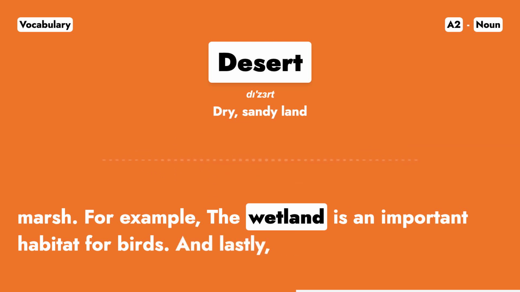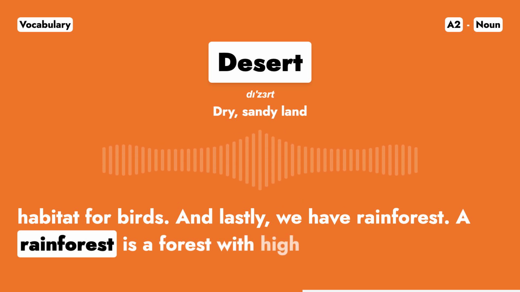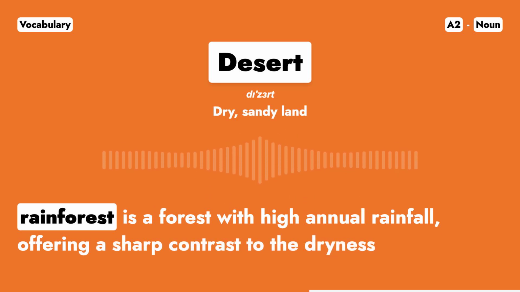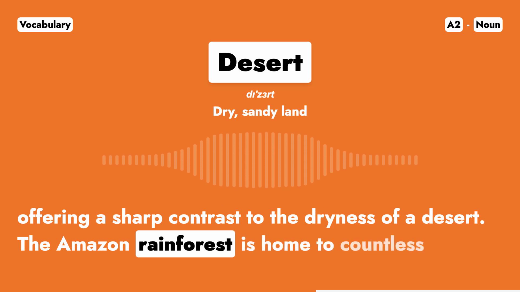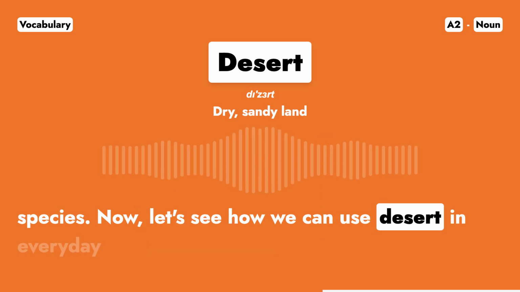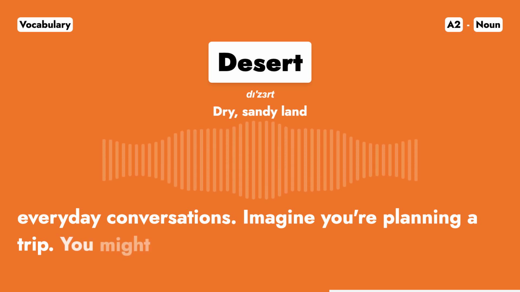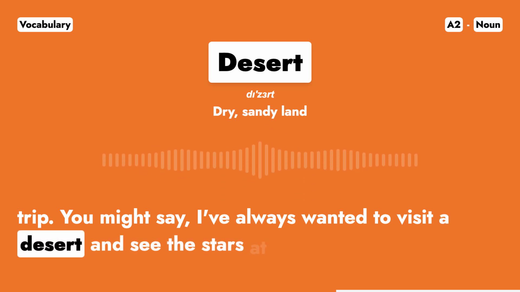And lastly, we have rainforest. A rainforest is a forest with high annual rainfall, offering a sharp contrast to the dryness of a desert. The Amazon rainforest is home to countless species. Now, let's see how we can use desert in everyday conversations. Imagine you're planning a trip. You might say, I've always wanted to visit a desert and see the stars at night.